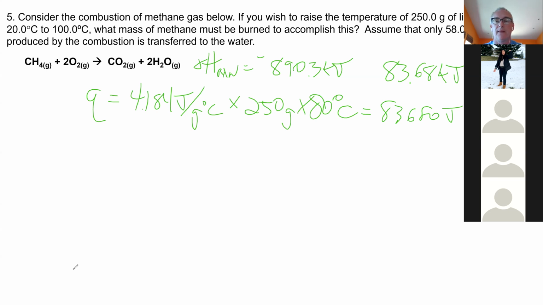So what does this tell us? What does this actually mean? How much methane is involved with that? It says when we burn methane, we get 890.3 kilojoules. How much methane? Is it a gram? Is it like 50 grams? I have no idea how much.